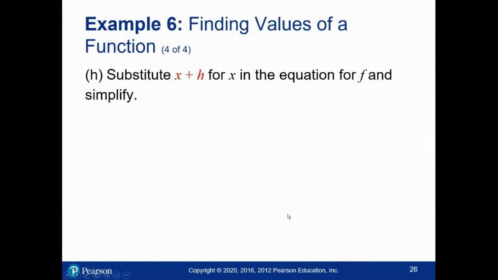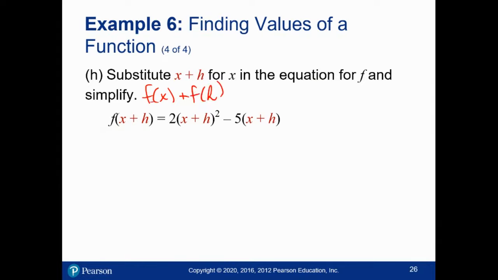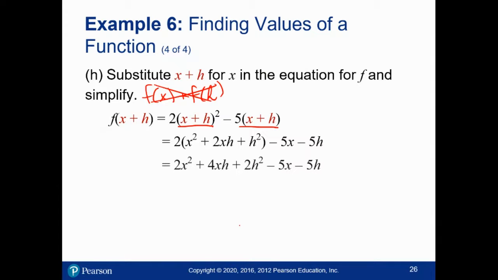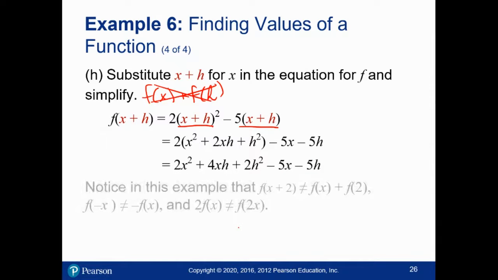Okay. And finally, what about f of x plus h? Well, first of all, this is definitely not going to be f of x plus f of h. We already know it doesn't work like that. So we have to actually go ahead and square x plus h and then distribute the 5 here. So there is distributing the 5 and squaring the x plus h, distributing the 2, and simplifying.